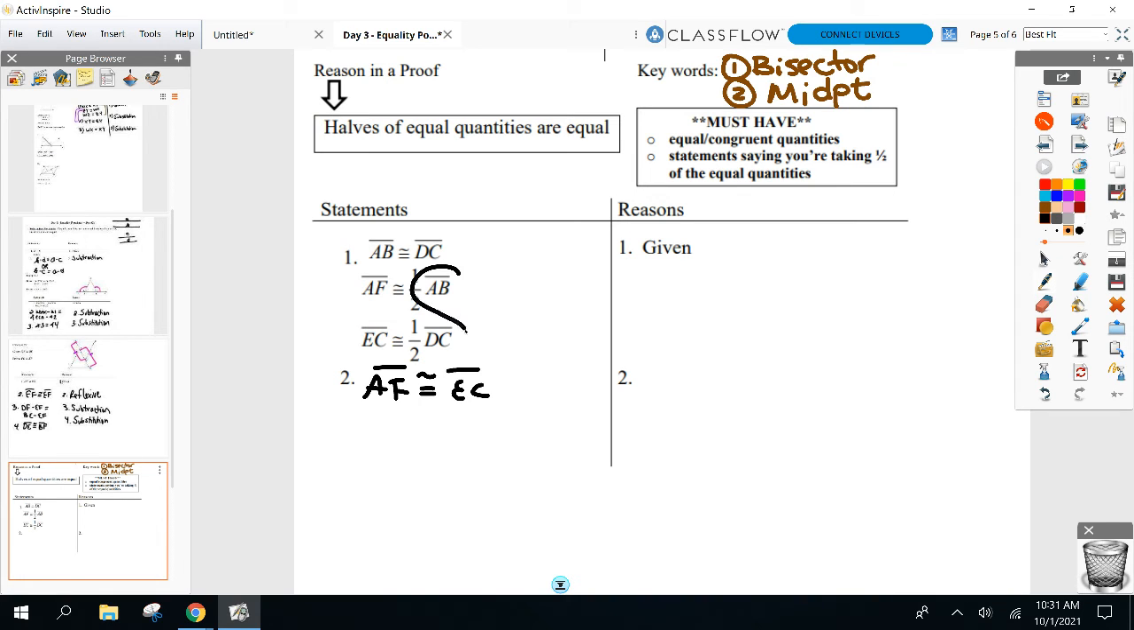What do I know about AB and DC from the beginning? They're equal. So if I take halves of 2 equal quantities, they are equal. Halves of equal quantities are equal.